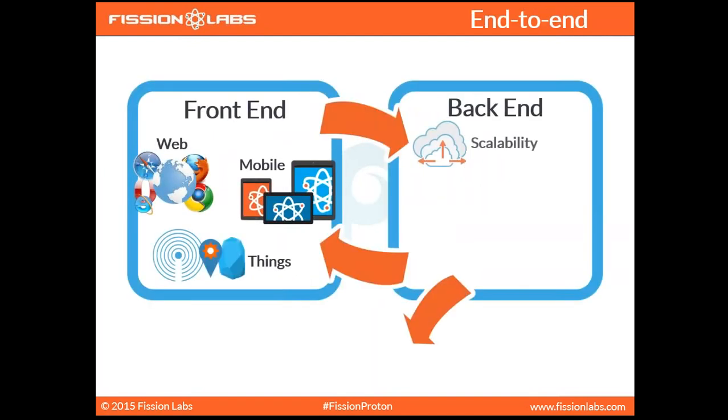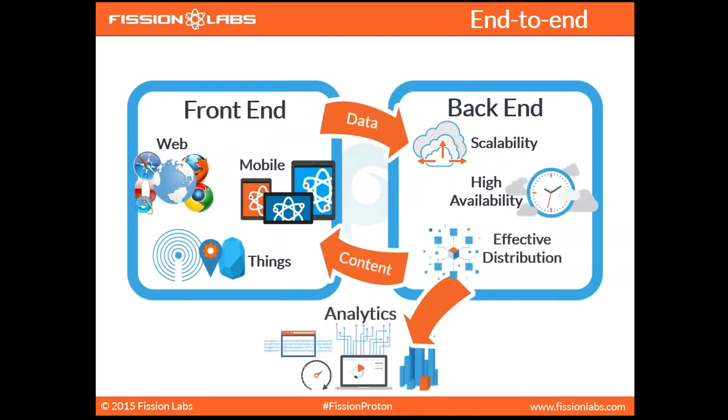As Fission Labs, we work with startups, incubators, and innovation centers. Here is a snapshot of the technologies we work on. From the front end point of view, it's web, mobile, and Internet of Things. And from the back end, we mainly focus on scalability, high availability, effective distribution, and we also work in the analytics area. So these are the main focus areas for Fission Labs.